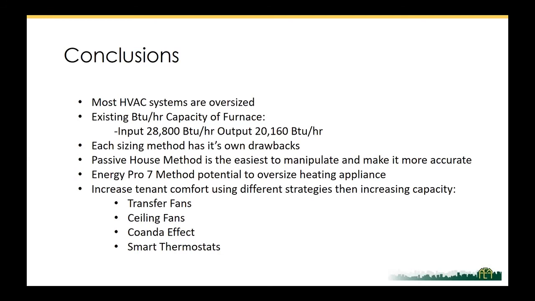Also for cooling load, you can get away with putting in a ceiling fan to lower your cooling load. Just creating a draft can make people feel more comfortable.